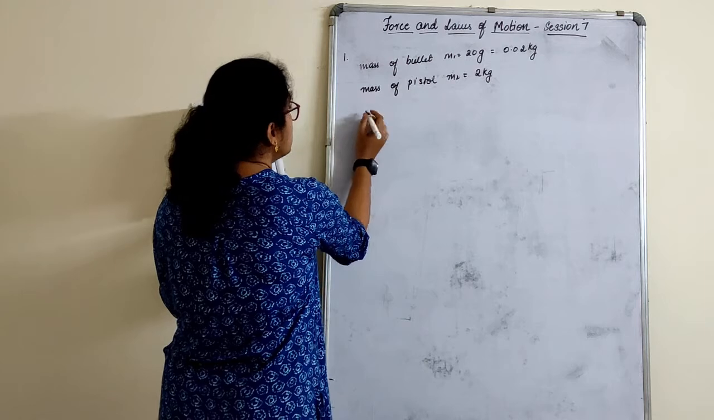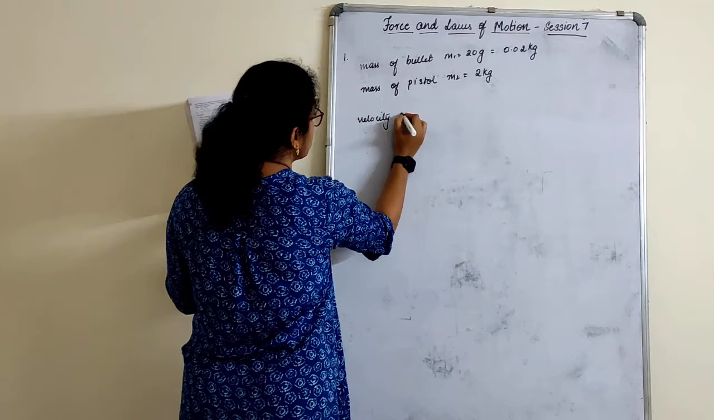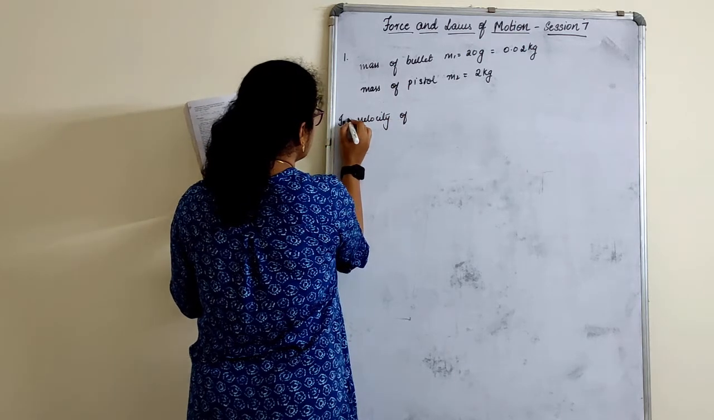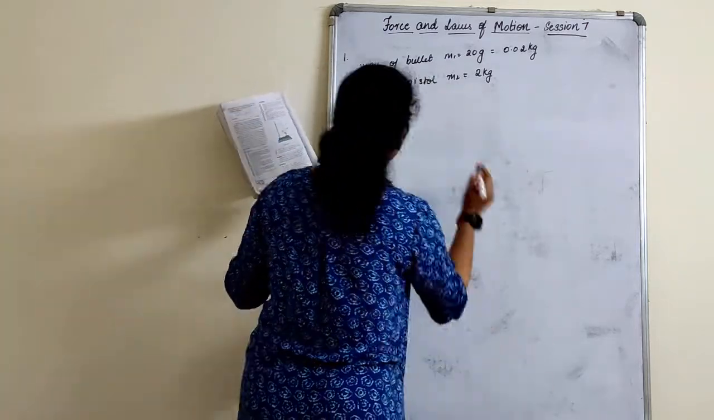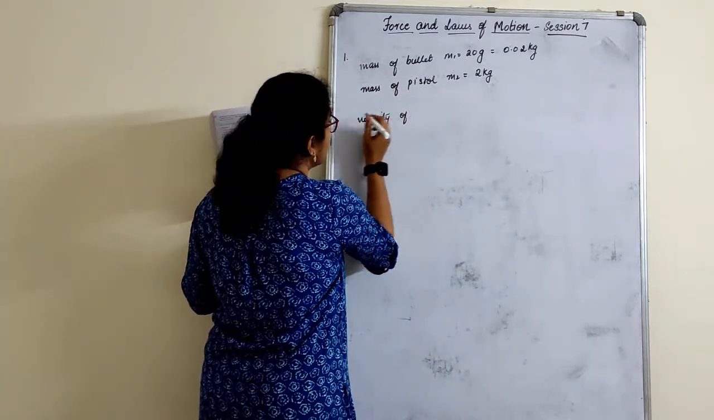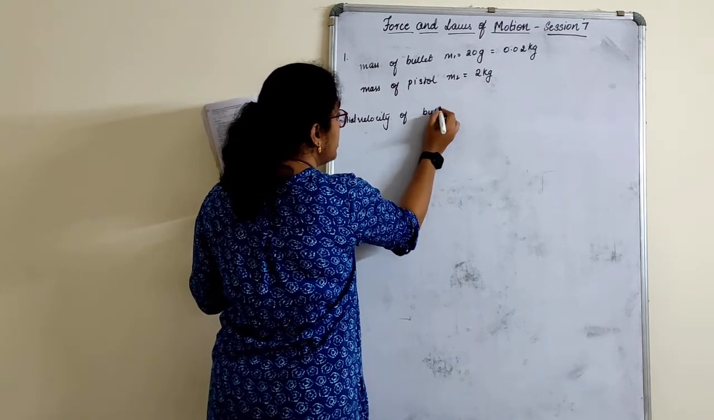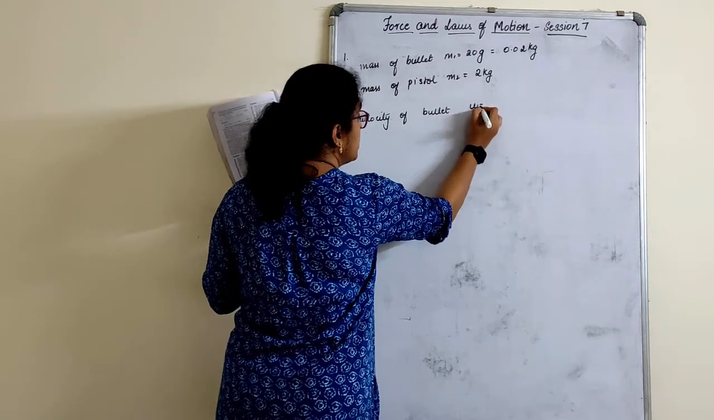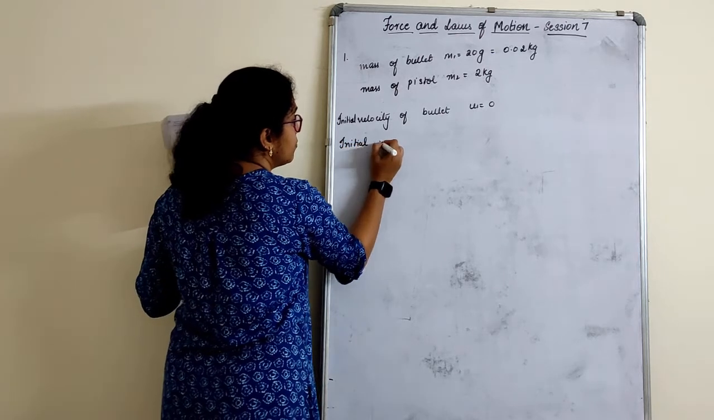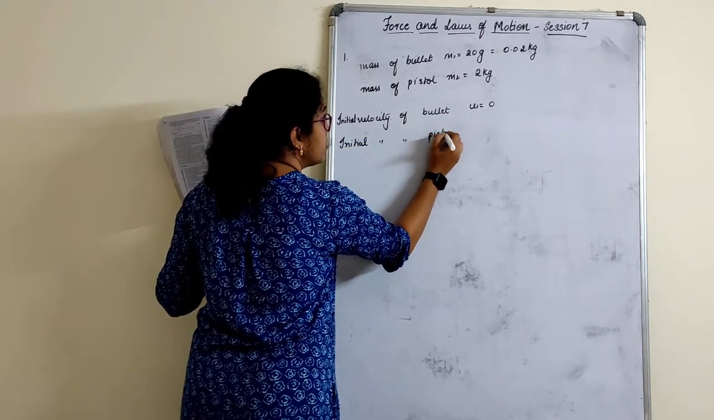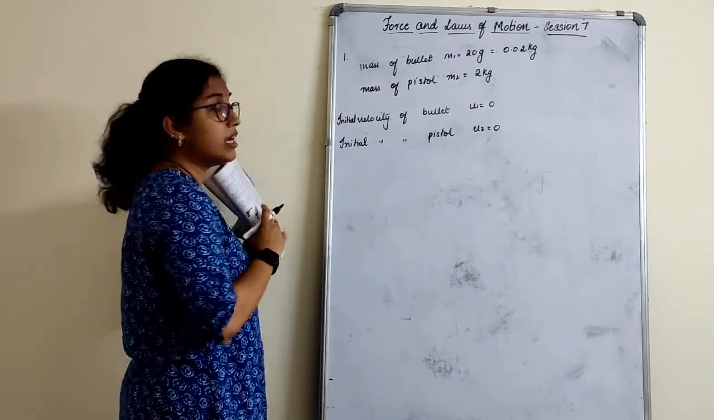So next, velocity. Velocity of bullet. Initial velocity of bullet. Bullet is at rest, right? So U1 is equal to 0. And initial velocity of pistol. Pistol is also at rest. So U2 is equal to 0. Both are 0 because both are at rest.